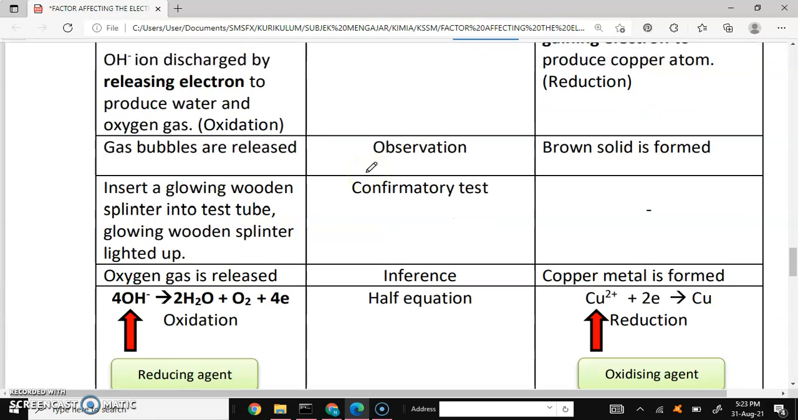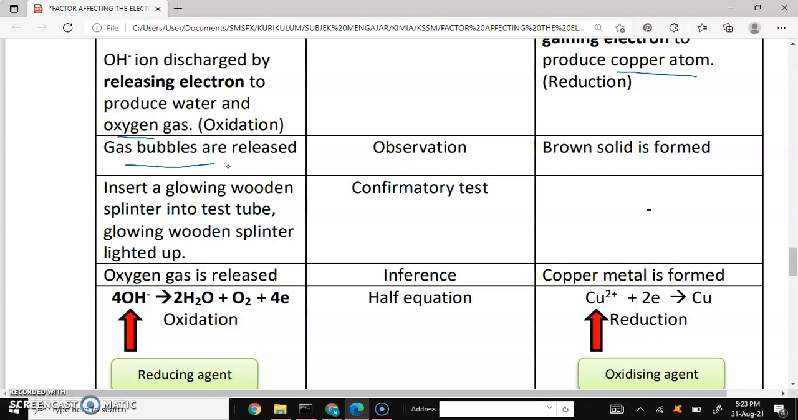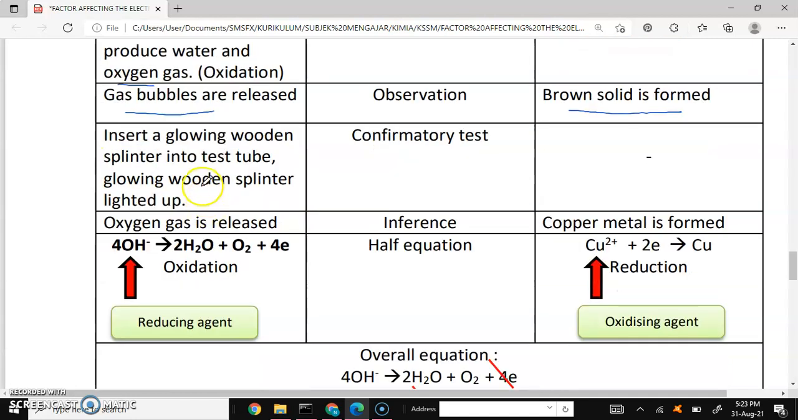What is the observation at the anode? So tadi dia produce oxygen gas. Jadi observation di anode kita boleh perhatikan gas bubbles are released. At the cathode, they produce copper atom, so brown solid is formed. Confirmatory test pula, kita nak test oxygen gas. So insert a glowing wooden splinter into the test tube. So the glowing wooden splinter lights up, meaning that the oxygen gas is released.